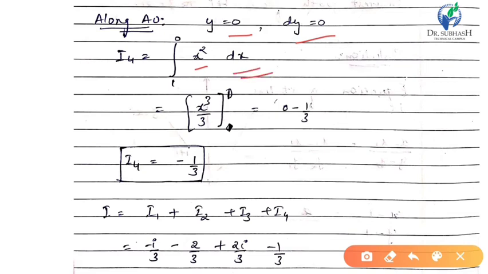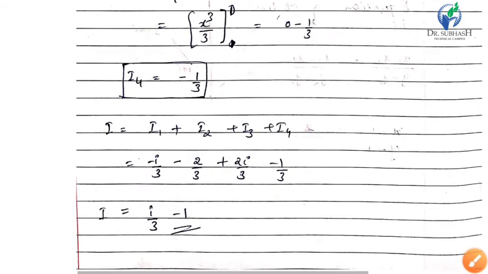And I will just simply take the coordinates of the starting point and ending point of x, so that is 1 to 0. Integration of x square will be x cube by 3, limit 1 to 0. Upper limit minus lower limit, I will get I4 equal to minus 1 by 3.